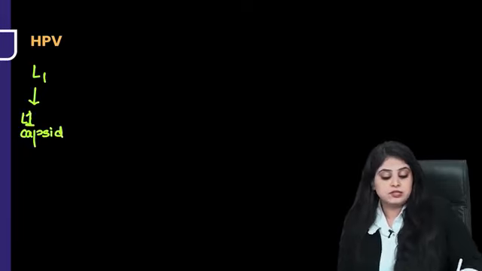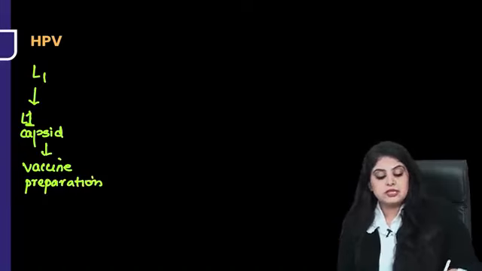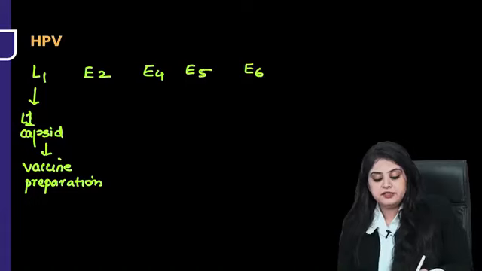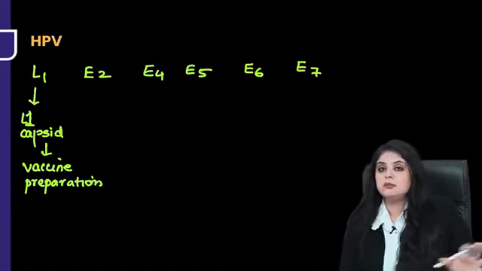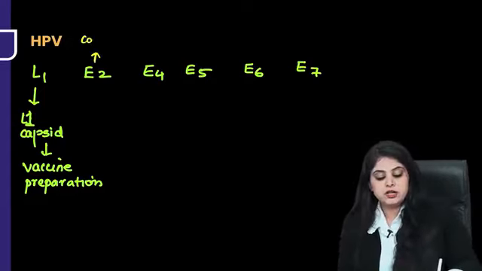What is the L1 capsid? This is the one that you are going to use for vaccine preparation. This is a previous year question. L1 is used for vaccine preparation. Then you have a lot of molecules like E2, E4, E5, E6, E7. These are all the molecules that an HPV has. Please remember, E2 is the controller.